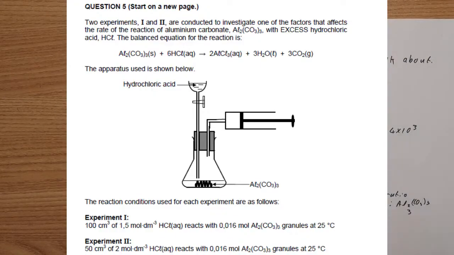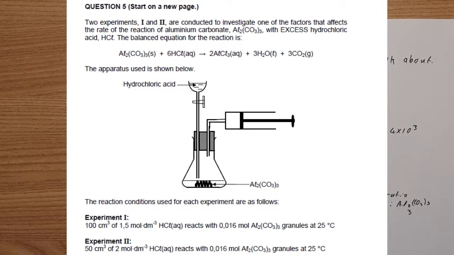Okay, let's have a look at question 5. So question 5 is looking at the rates of reaction. It says two experiments, 1 and 2, are conducted to investigate one of the factors that affect the rates of reaction for aluminum carbonate with excess hydrochloric acid. The balanced equation is given below, and then they give us a picture of the apparatus.